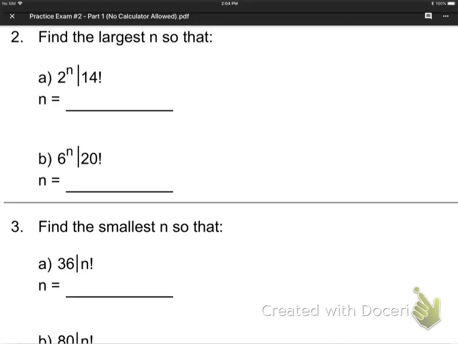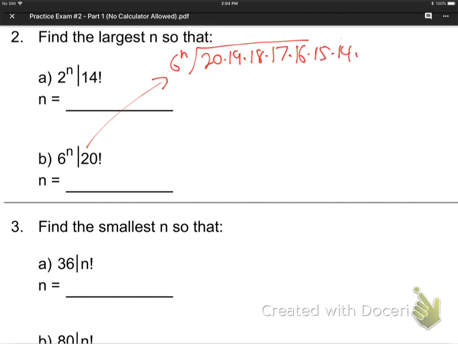All right, so let's do B, 2B. So 6 to the n divides into 20 factorial. So what's 20 factorial? I got to write that out. Bring it over here. 6 to the n divides into 20 factorial. So that's 20, 19, 18, 17, 16, 15, 14, 13, 12, 11, and come down here, 10, 9, 8, 7, 6, 5, 4, 3, 2, 1.